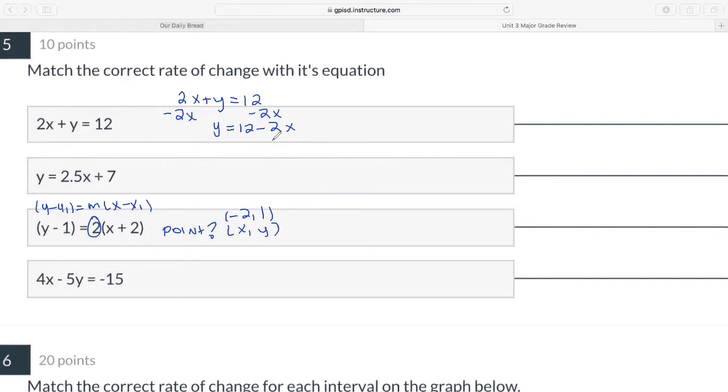The slope is 2. What? 2. -2. Thank you. Yep, perfect. There's your slope.